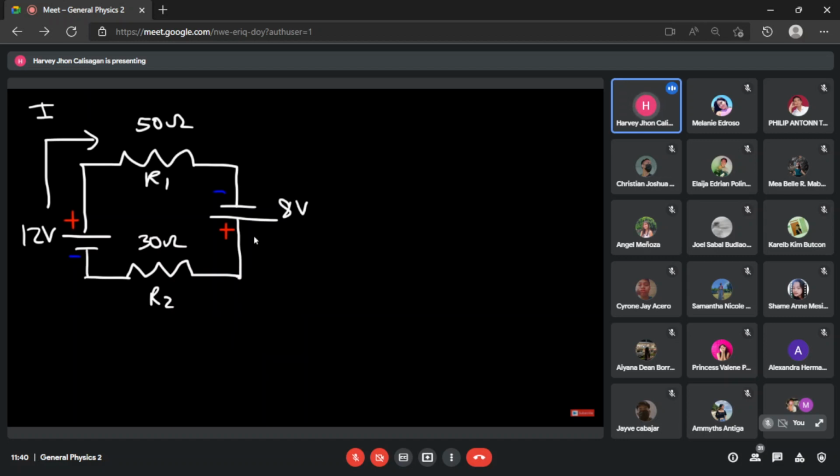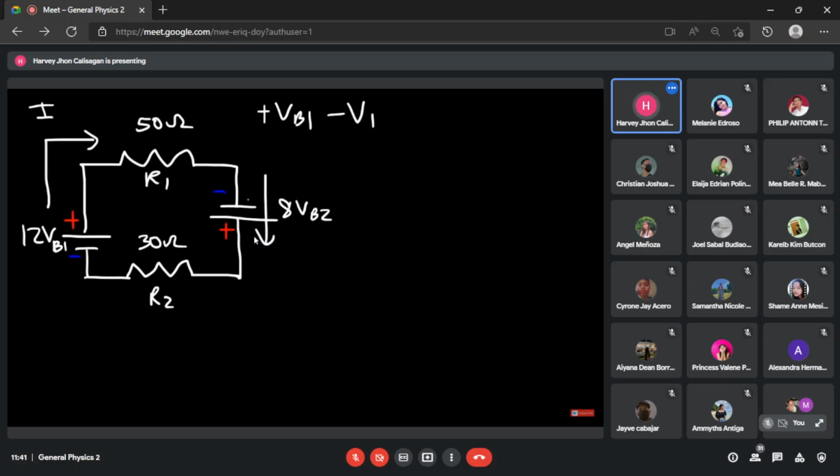So now that we know the direction of the current, let's set up the equation. So let's call this VB1 and VB2. So the current flows from low potential to high potential for VB1. So therefore, VB1 increases the energy of charges. So we're going to assign it a positive expression. The resistor consumes energy from the circuit. So we're going to assign that a negative voltage.